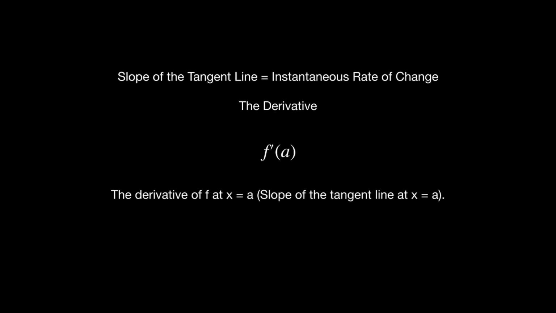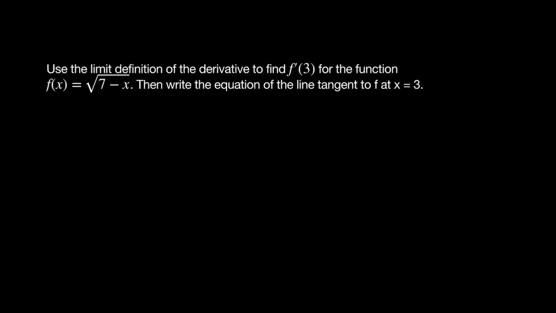Now the slope of the tangent line also represents the instantaneous rate of change. And this is a really important quantity, and so we're going to give it a special name and call it the derivative of our function. So the derivative of our function is the same thing as the slope of the tangent line and the instantaneous rate of change. We are going to use this notation f prime of a. So it's like a little apostrophe. We'll call it a prime. F prime of a is a notation that means the derivative of f at x equal a, or the slope of the tangent line at x equal a.